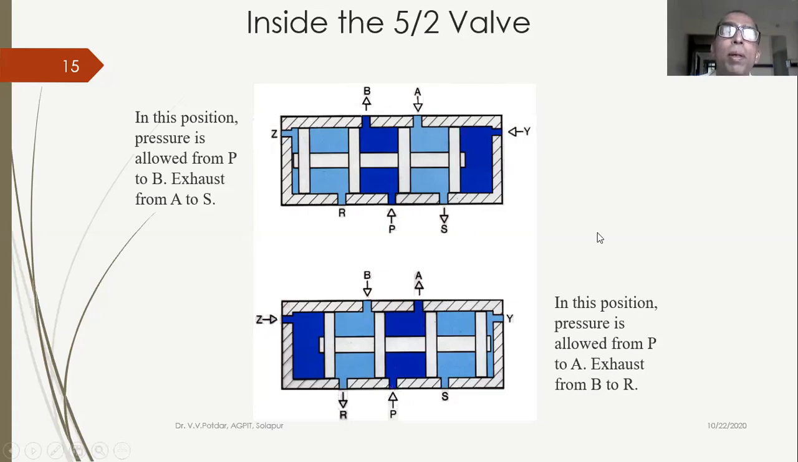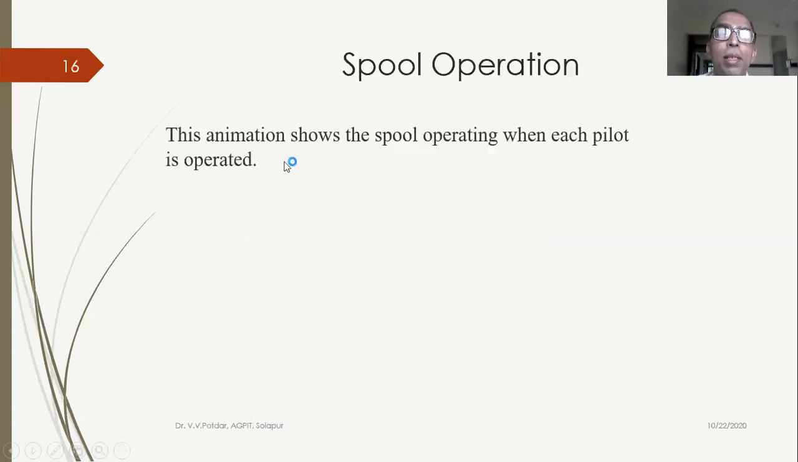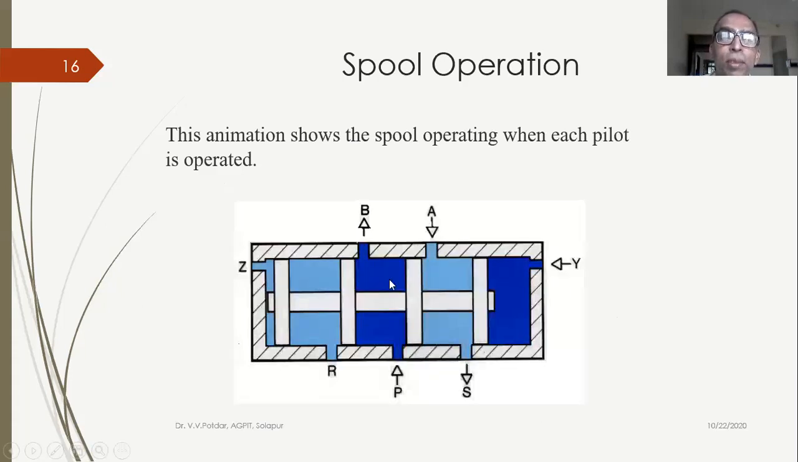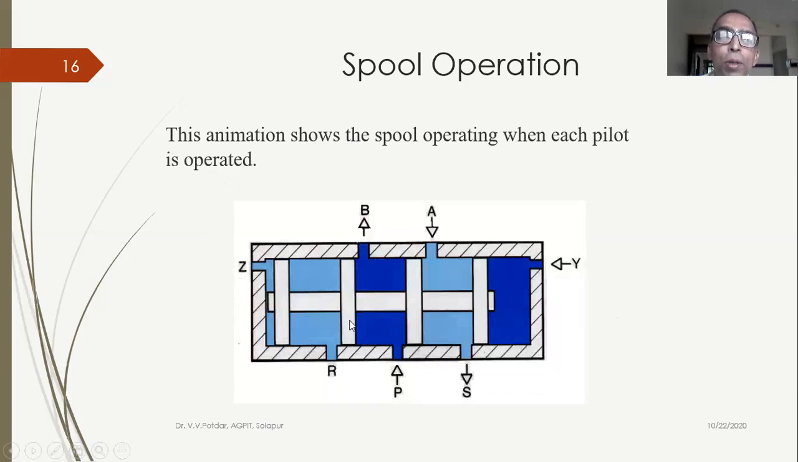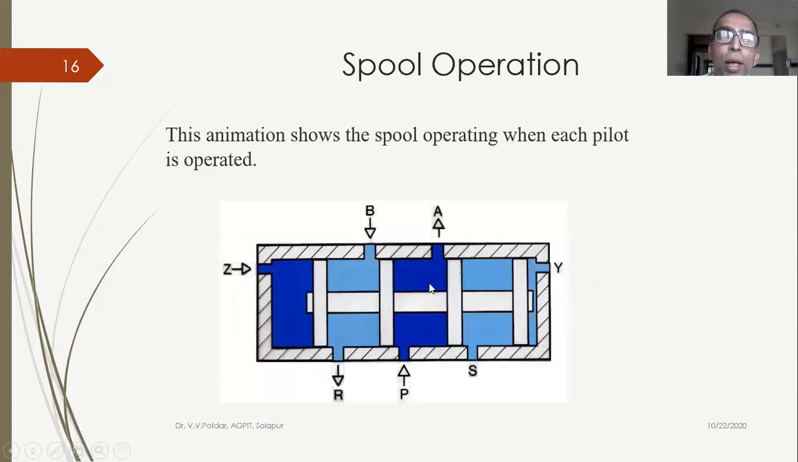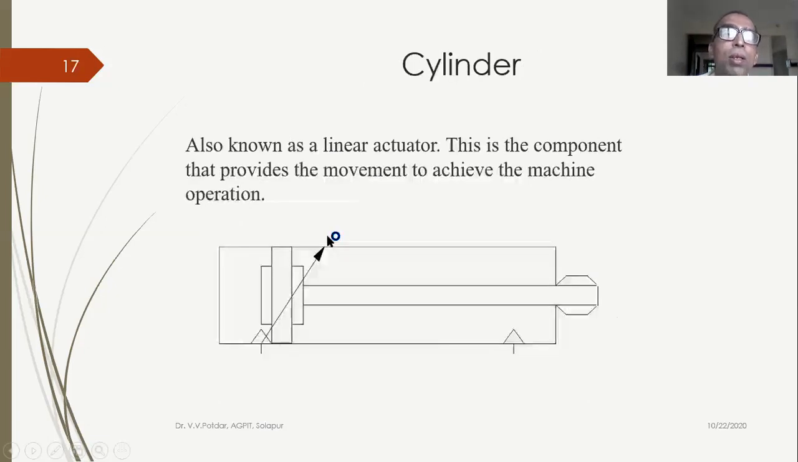Okay, this is how the 5 by 2 spool operation animation shows the spool operating when each pilot is operated. I don't know if the animation is working or not. This is P to B and this is P to A. Now the cylinder is known as a linear actuator. This is the component that provides the movement to achieve the machine operation. So, double acting cylinder: supply port, discharge port. This will become the reverse stroke.